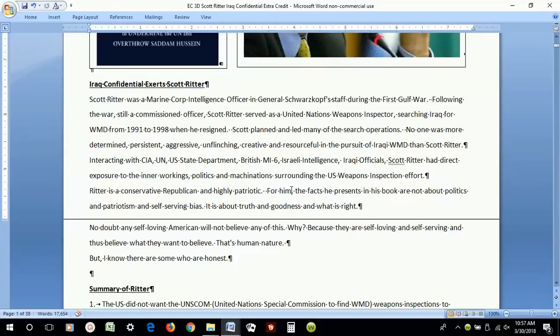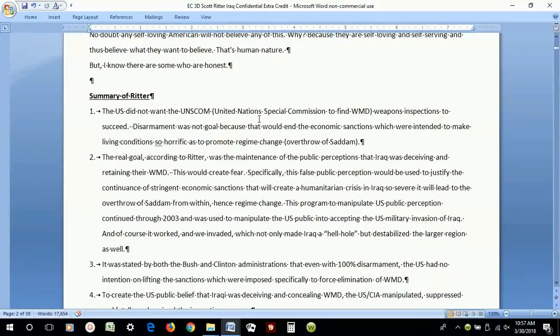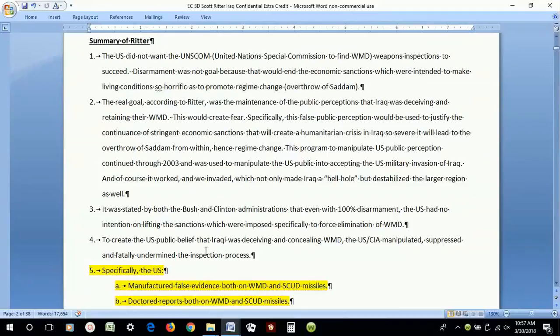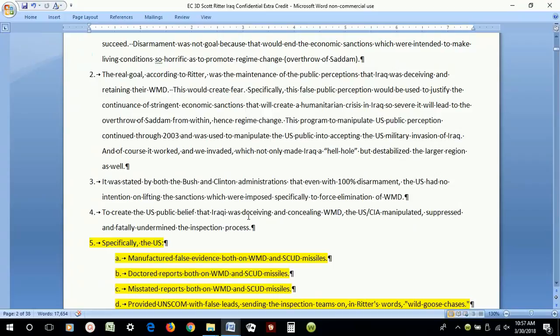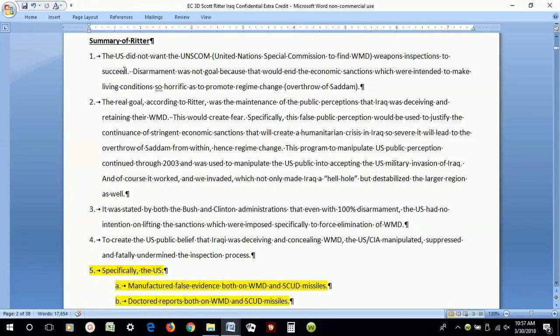Okay, so here's a summary of Ritter's book. What I want to do is get down here. All right, so I guess I'll read this whole thing. The U.S. did not want the UN Special Commission, UNSCOM, inspections to succeed. Disarmament was not the goal because that would end the economic sanctions, which were intended to make living conditions so horrific as to promote regime change.